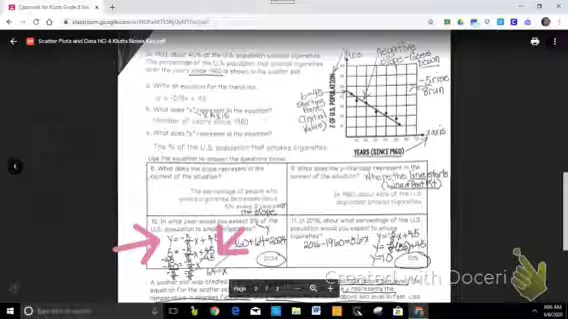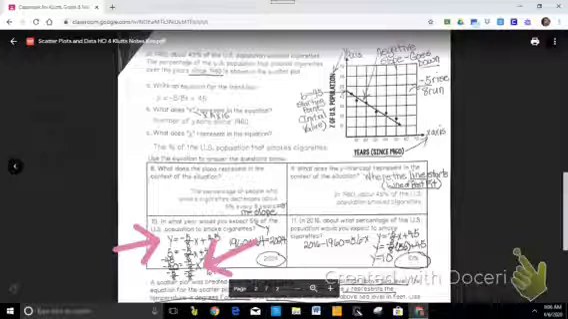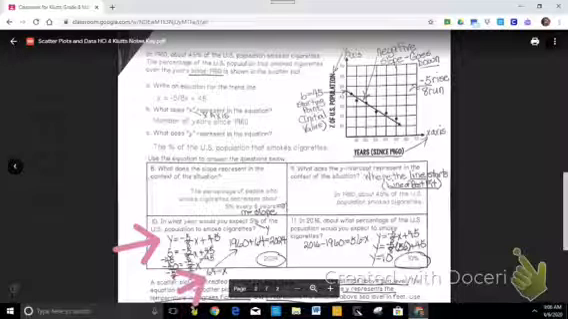5 minus 45 is negative 40. So we end up with negative 40 equals negative 5/8 x. The opposite of multiply by negative 5/8 is divide by negative 5/8 on both sides. And negative 40 divided by negative 5/8 is positive 64.